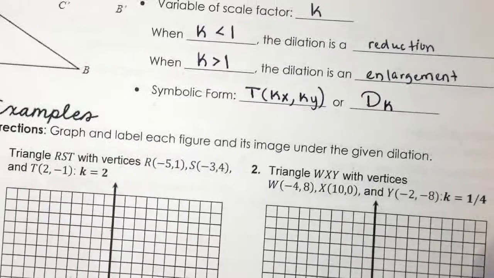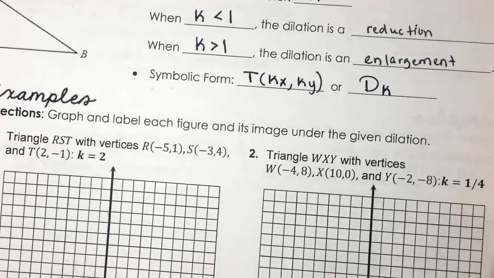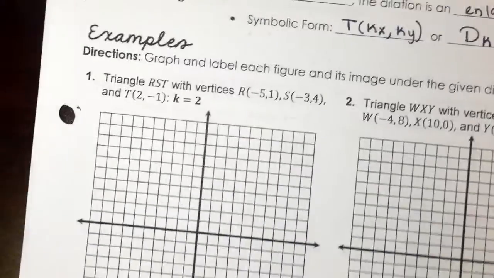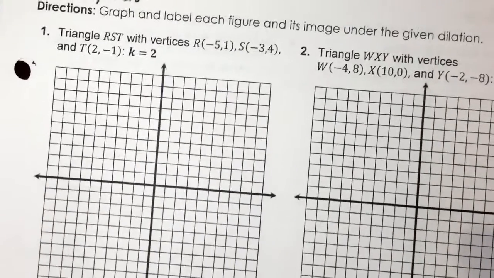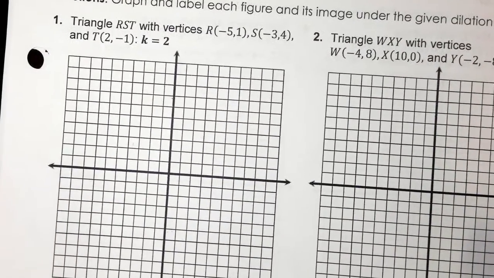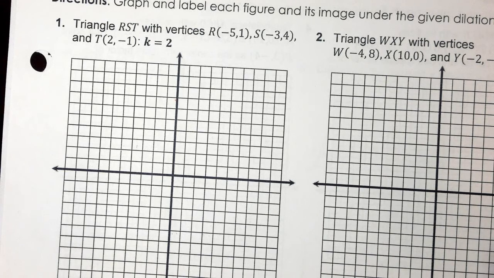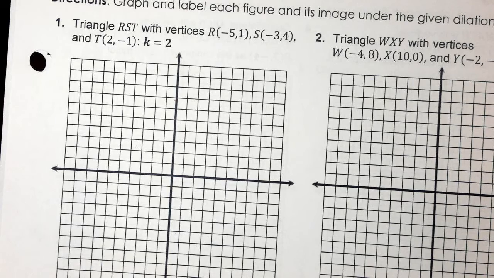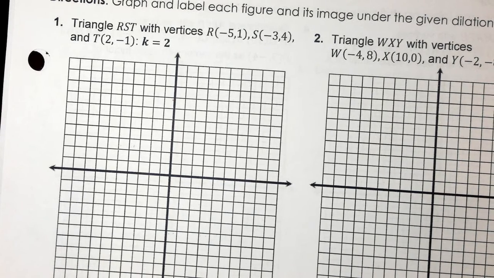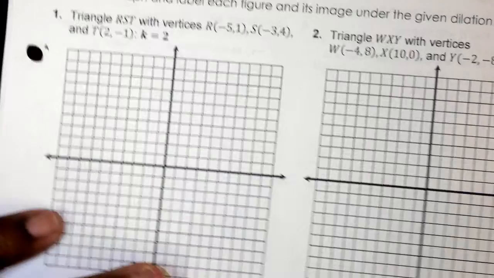Let's do some dilations. Graph and label each figure and its image under the given dilation. Number 1 says triangle RST with vertices R(-5, 1), S(-3, 4), T(-2, 1), and with a scale factor of 2, k equals 2. So first we want to graph this pre-image.